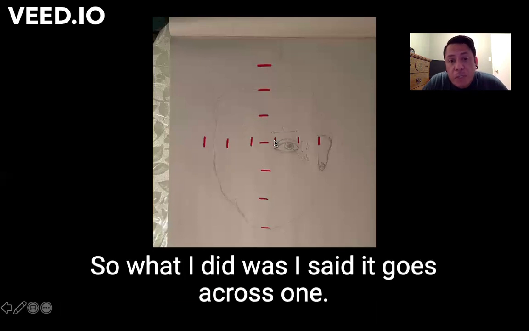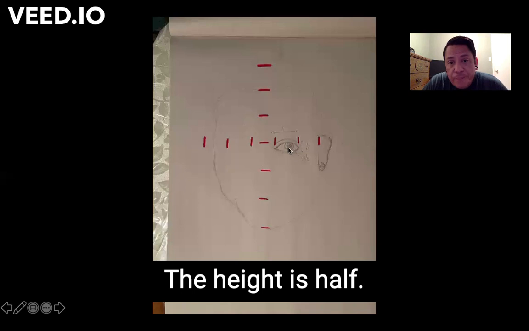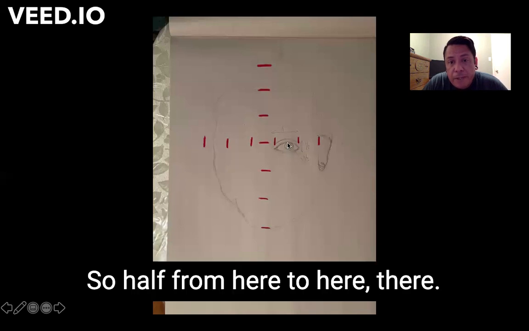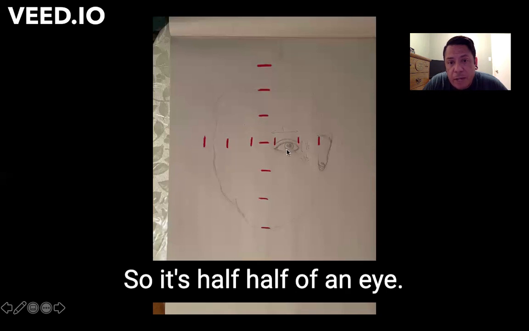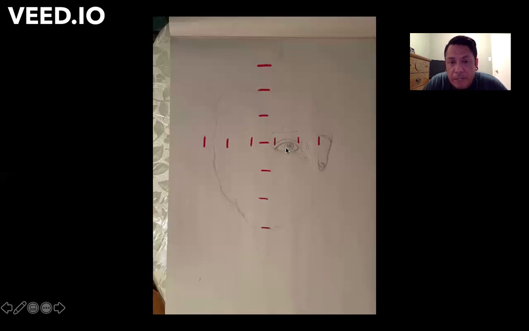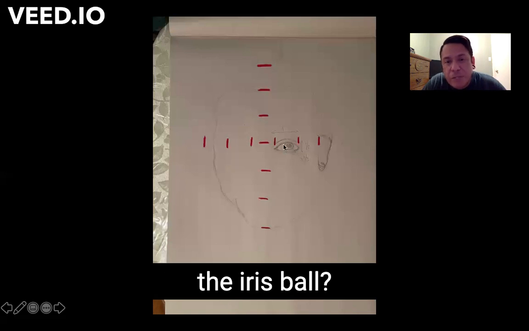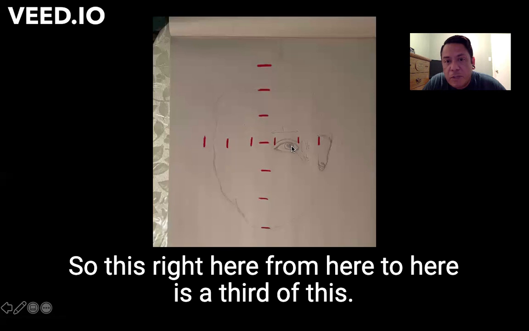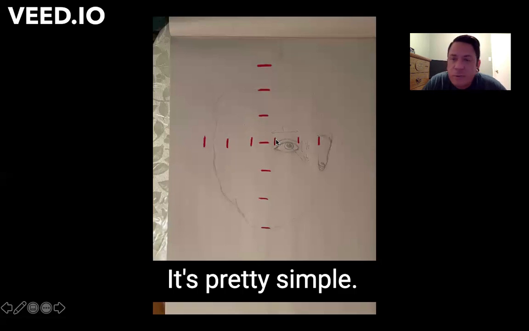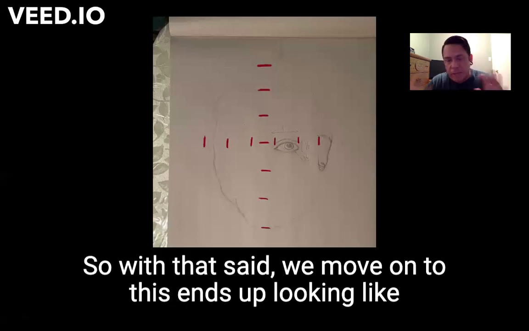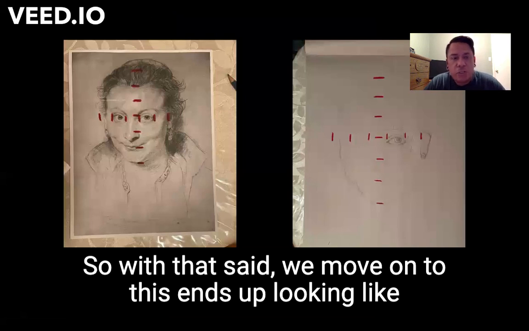All right, so what I did was it goes across 1. The height is half. So half from here to here is there. So it's half of an eye. Now the eyeball itself, this right here. Well, not the iris, the eyeball. It's a third of this. So from here to here is a third of this. It's all measurements, guys. It's really simple. All right, so with that said, this ends up looking like this.